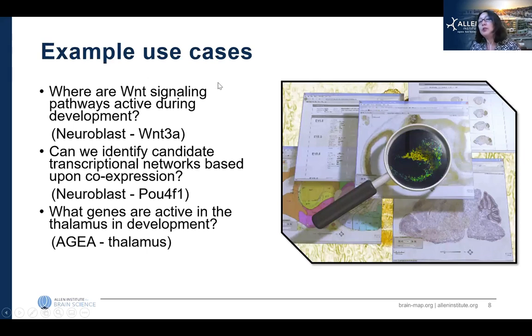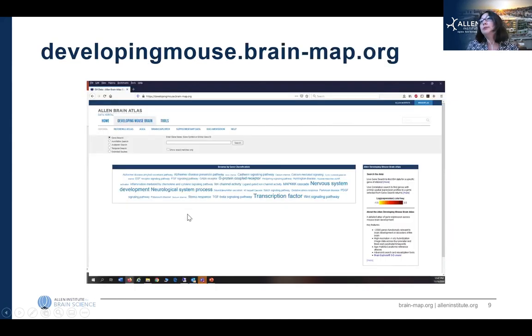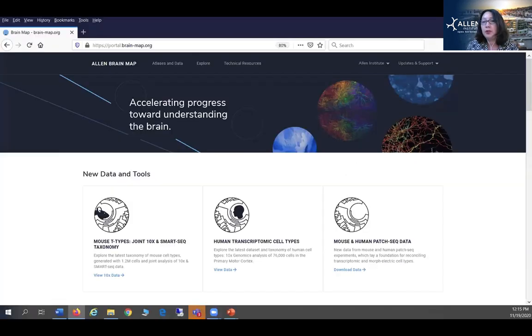So some example use cases you might walk into this resource with, you might have different questions about the brain or about development or about genes. One would be, well, where are Wnt signaling pathways active during development? You might also ask, can we identify candidate transcription factor networks based upon the co-expression of transcription factors? And finally, we might ask, what genes are active in the thalamus in development or any other region that you look at? With that, I'm going to open up the website and let's walk through this a bit.